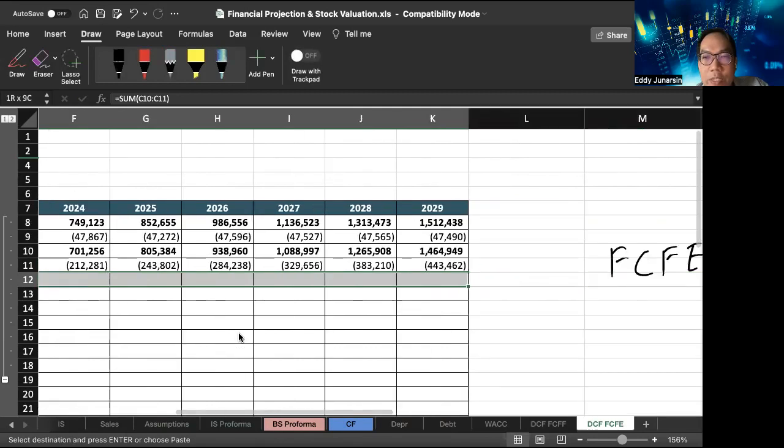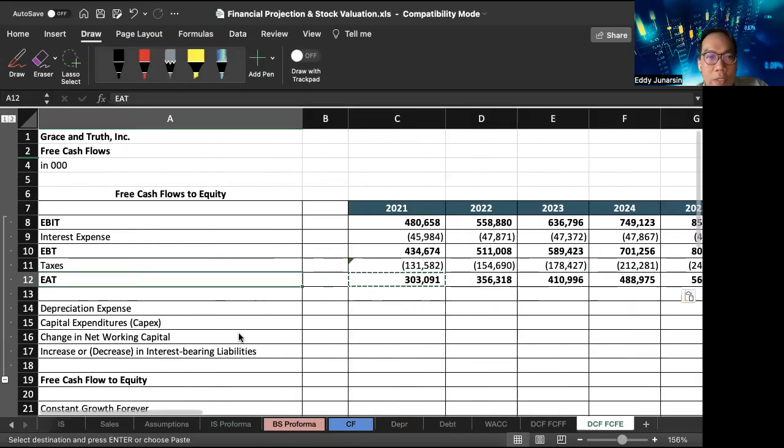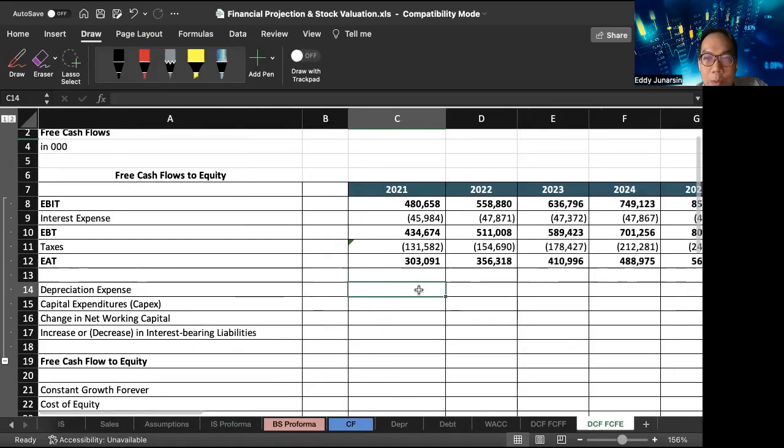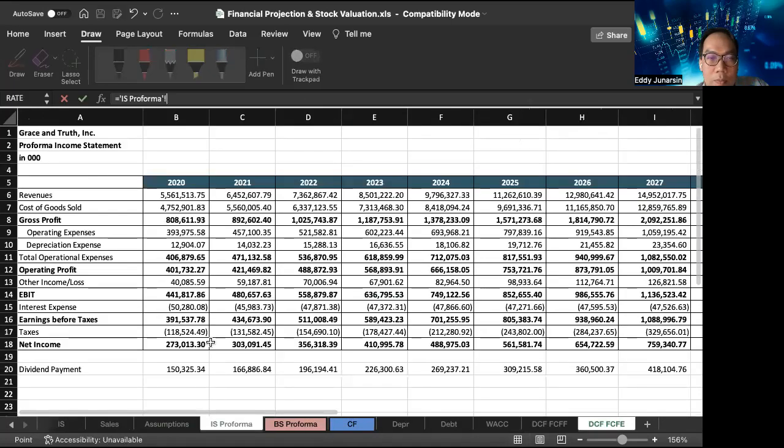Yeah, earnings after tax is the net income, by another name for it. So net income. Then we do the adjustments again. We add back depreciation expense. Depreciation expense of 21.